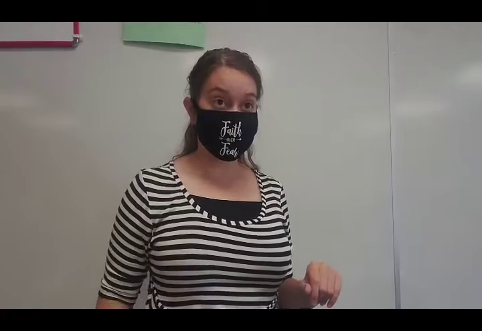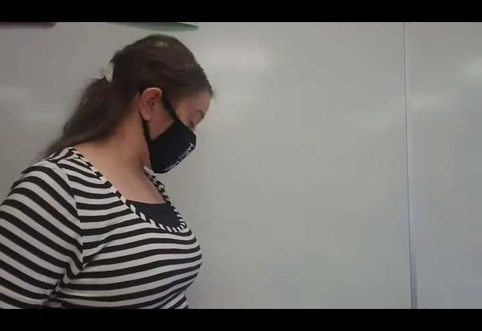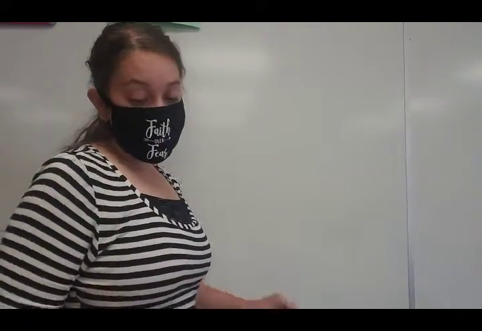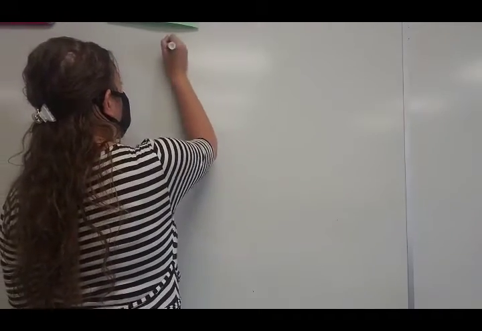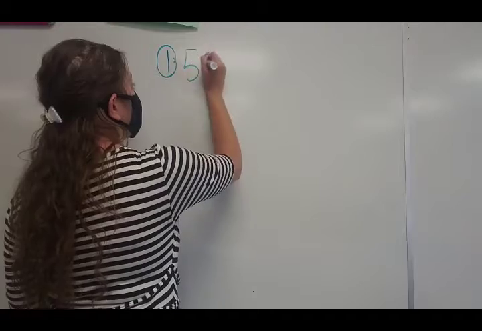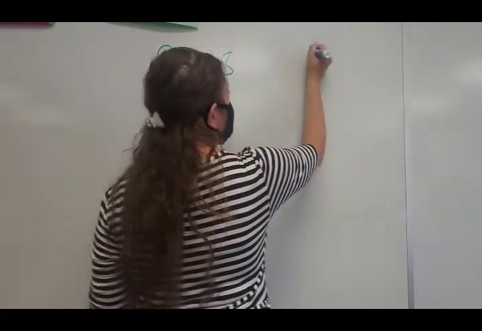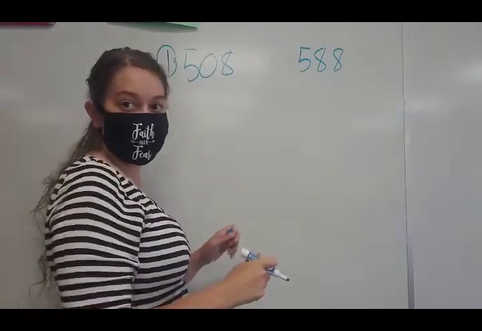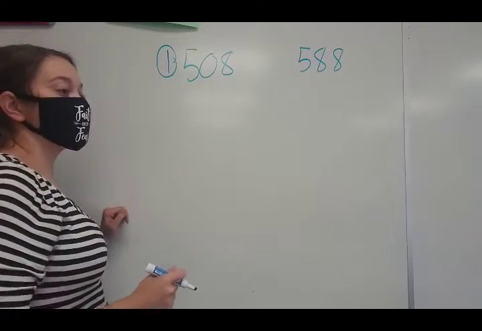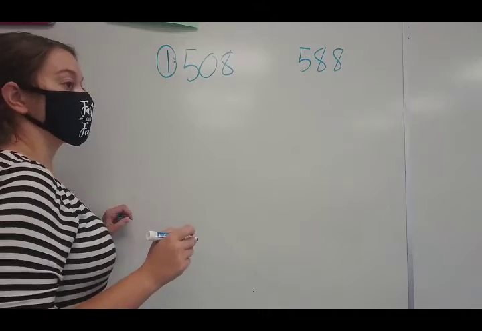Make sense? Okay. So, if you look at the top of page 4, the directions say to write less than or greater than, okay? So, for number 1, Bella, what are our two numbers that we're comparing? 508 and 588. Okay, so we're comparing 508 to 588. Making sure everyone can see that.